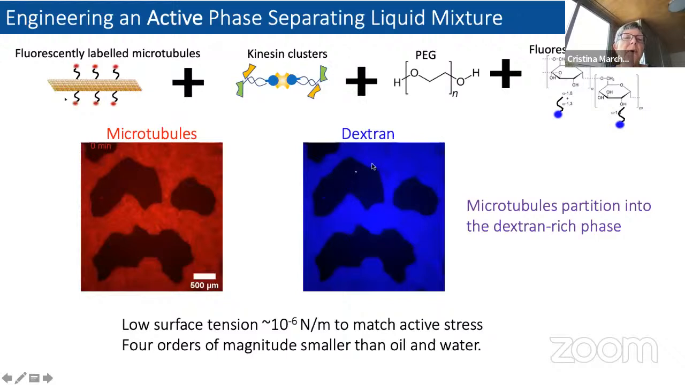And the key property is that this mixture has a very low surface tension, a very low interfacial tension, that matches the magnitude of the active stresses created by this kinesin motor in the active fluid. It's a very small surface tension. It's 4 orders of magnitude smaller than oil and water.